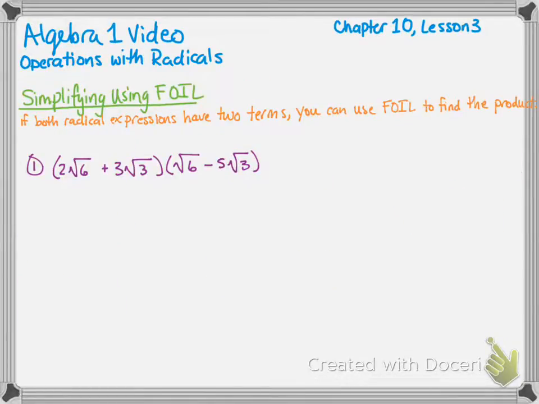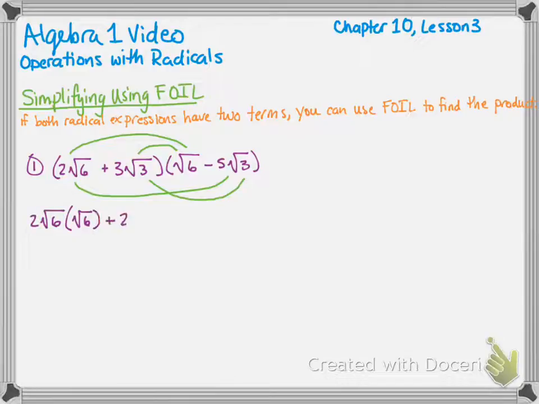All right, so we can simplify using FOIL as well. If both radical expressions have 2 terms, you can use FOIL to find the product. And I hope you guys all remember FOIL. So it's the first 2 multiplied together. It is the outer 2 multiplied together. It is the inner 2 multiplied together, and then the last 2 multiplied together.